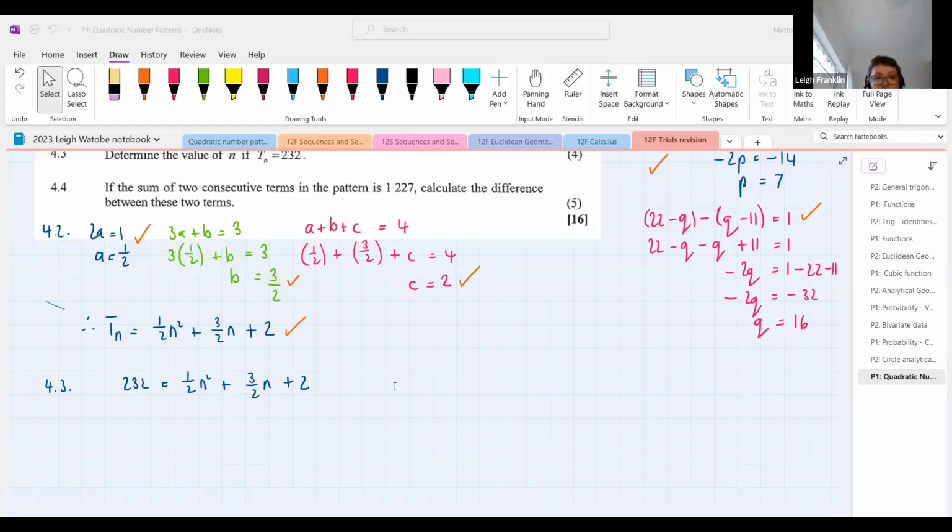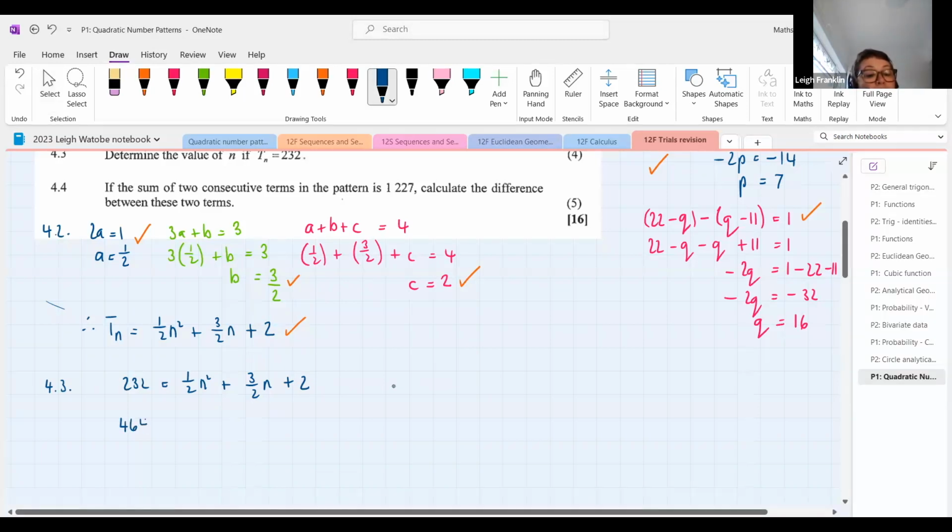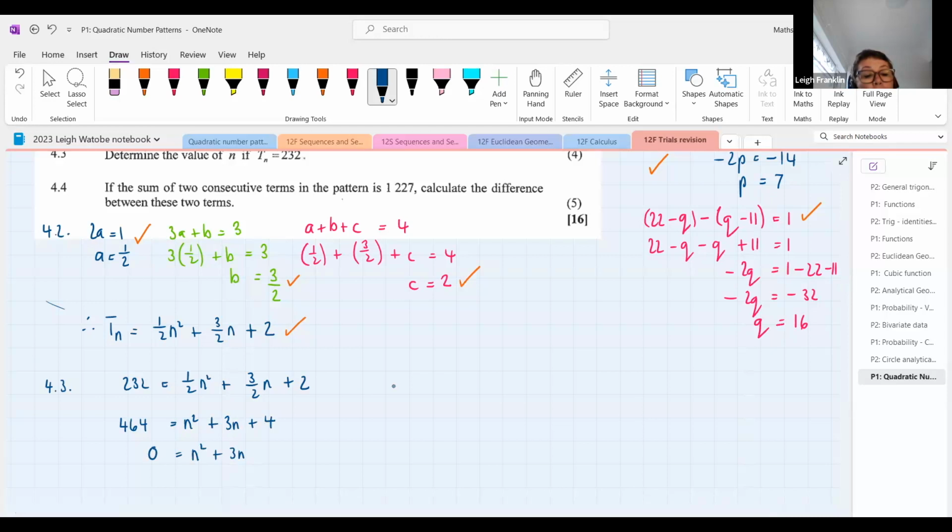So getting rid of the denominator of 2 means that we should multiply every single term by 2. Okay, the lowest common denominator. So if we do that, we're going to end up with 464 equals 1n squared plus 3n plus. We're timesing everything by 2, so that would be 4. And now get it into standard form. So that would be minus 460. Everybody happy with that?